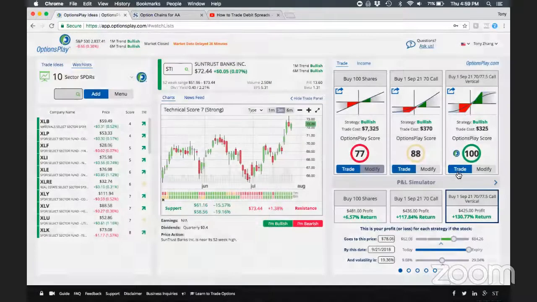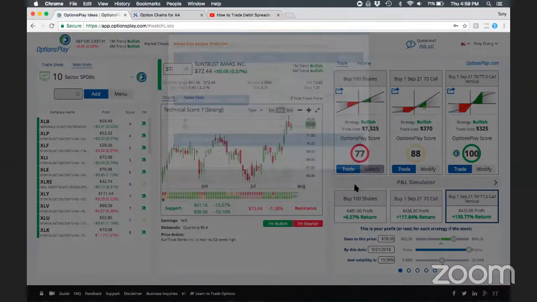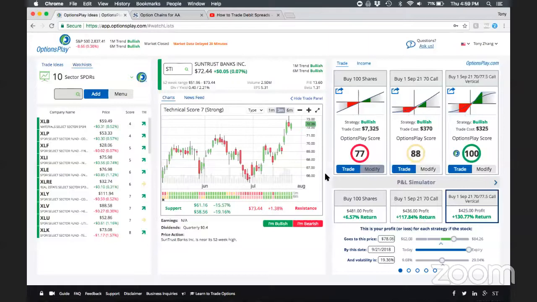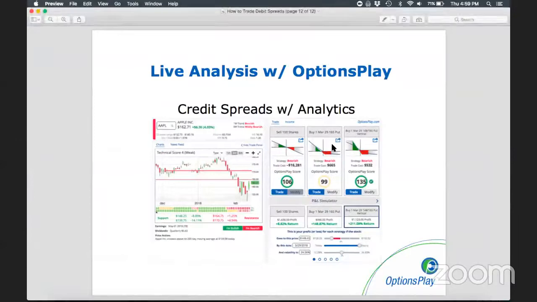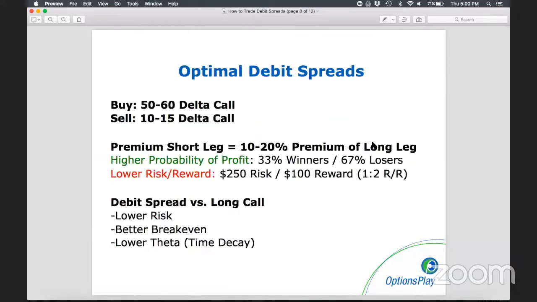You just simply hit the trade button and it allows you to go ahead and look at the details and the strategy checklist. So that is just a quick summary of all the things that I want to talk to you guys about here today. I'll open this up for Q&A in a second. I just want to reiterate again, if you're looking to buy debit spreads, this is really only for when you're expecting a large move on individual stocks. They tend to work a little better versus the ETFs versus indices. Go at least 5 to 8 weeks out in time when you're buying these debit spreads and use slightly in the money strikes. That's really kind of the best use case of these types of strategies.